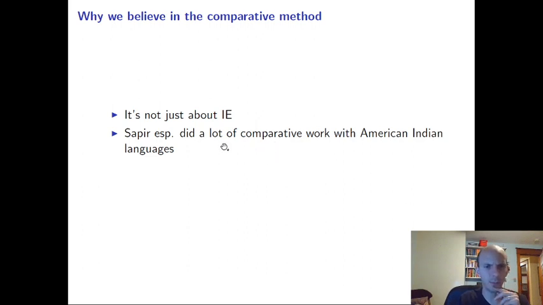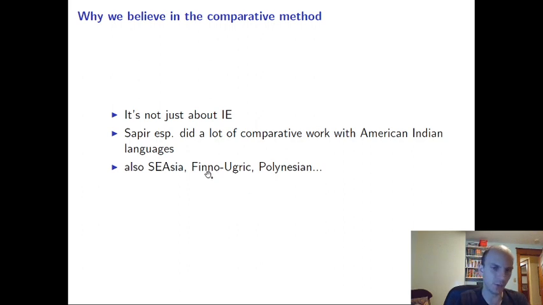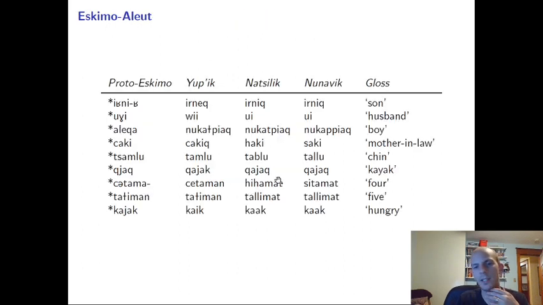Somebody asked about this on Friday. How many language families are there? A lot. There's a lot of different language families and we've recreated proto-languages using this comparative work. Edward Sapir, who we've also talked about in this class and we'll talk about in a couple weeks' time with the Sapir-Whorf hypothesis, looked at a lot of American Indian languages. There's also been a lot of work in Southeast Asia, and in other European language families like Finno-Ugric, Polynesian language families, a ton of stuff.